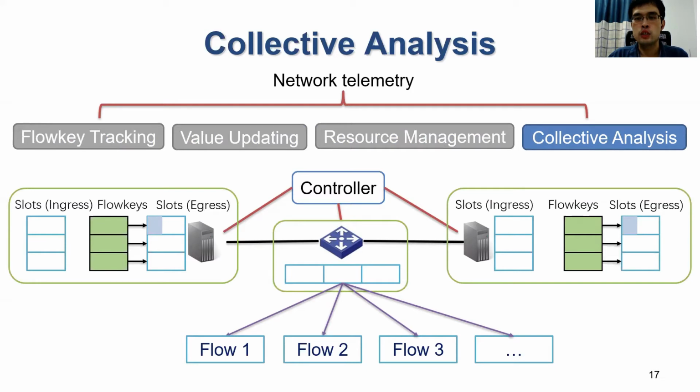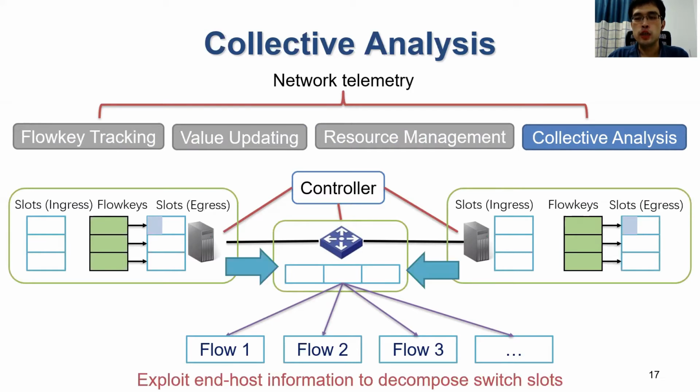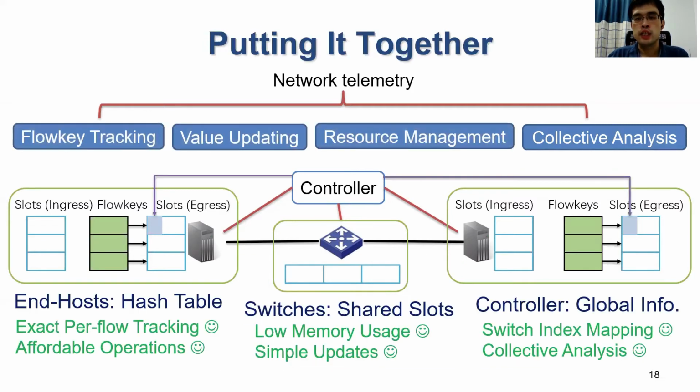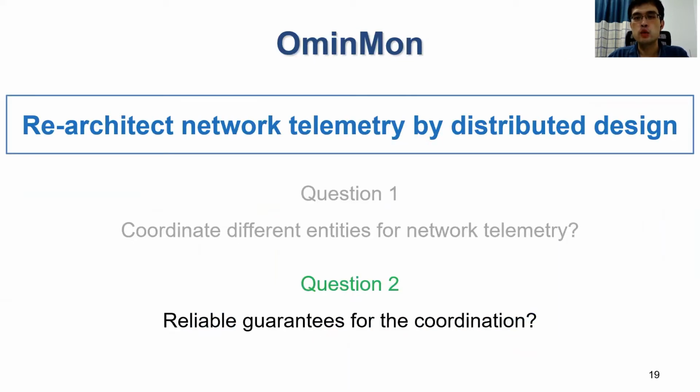from the shared slots. Recall that in each end host, we have recorded flow keys and flow values in dedicated slots. So our basic idea here is to decompose the shared slots in switches with the aid of end host information. In this design, no devices will be overloaded, and full accuracy will also be eventually achieved after the collective analysis. Now let's move on to the second question about reliability guarantees.